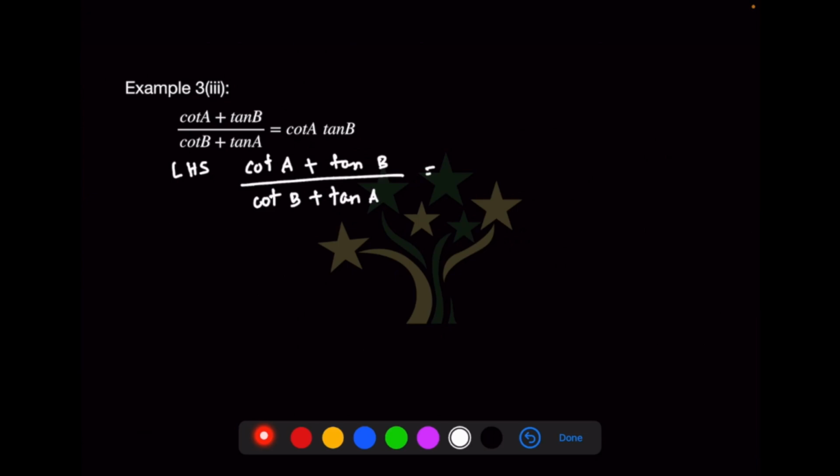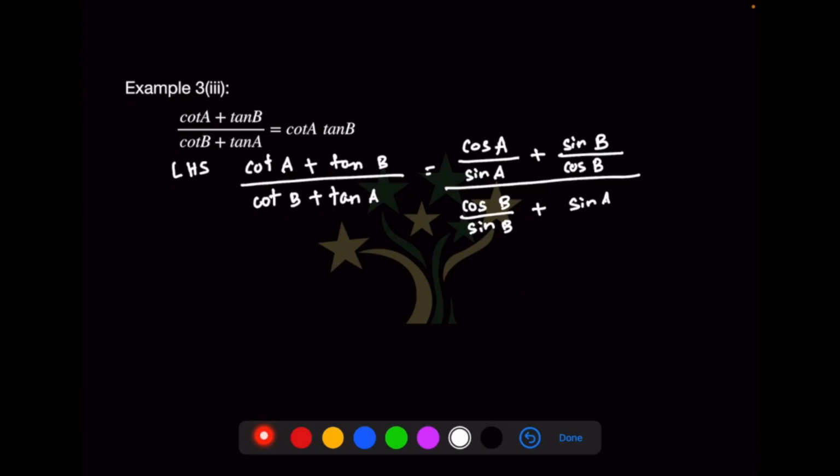So let's express cot and tan in terms of cos and sin. So this is cosA by sinA plus this is sinB by cosB. This is cosB by sinB plus this is sinA by cosA. Now let's simplify it by taking LCMs and cross multiplying. So this is the numerator, this is the denominator.